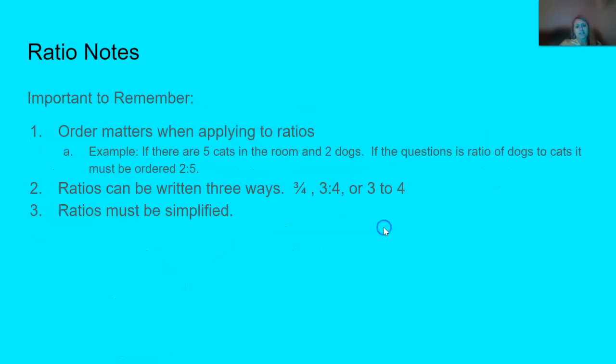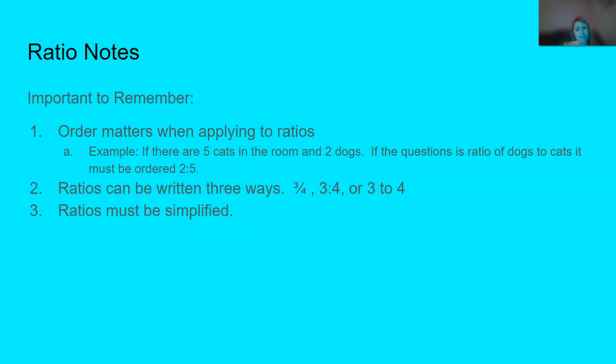So the next slide is going to explain some important things about ratios. It's important to remember that order matters with ratios. For example, if there are 5 cats in a room and 2 dogs, and the question is, what's the ratio of dogs to cats? We must put dogs first. So because it said dogs first and then cats, it's going to be 2 to 5. And that's how you read a ratio, 2 to 5.